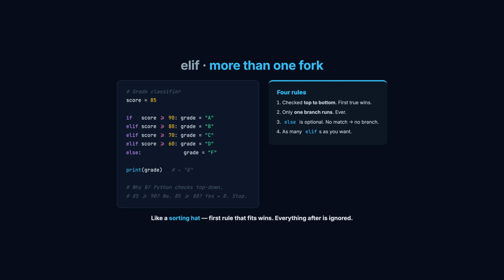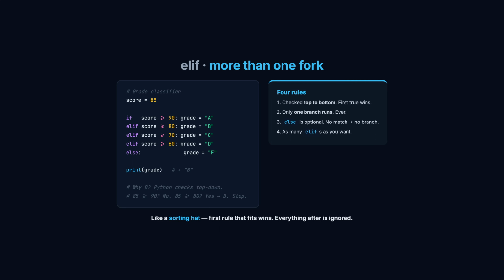Here is a grade classifier. score = 85. If score >= 90, grade is A. Elif score >= 80, grade is B. Elif 70, grade is C. Elif 60, grade is D. Else, grade is F. Run it with score = 85. The output is B.